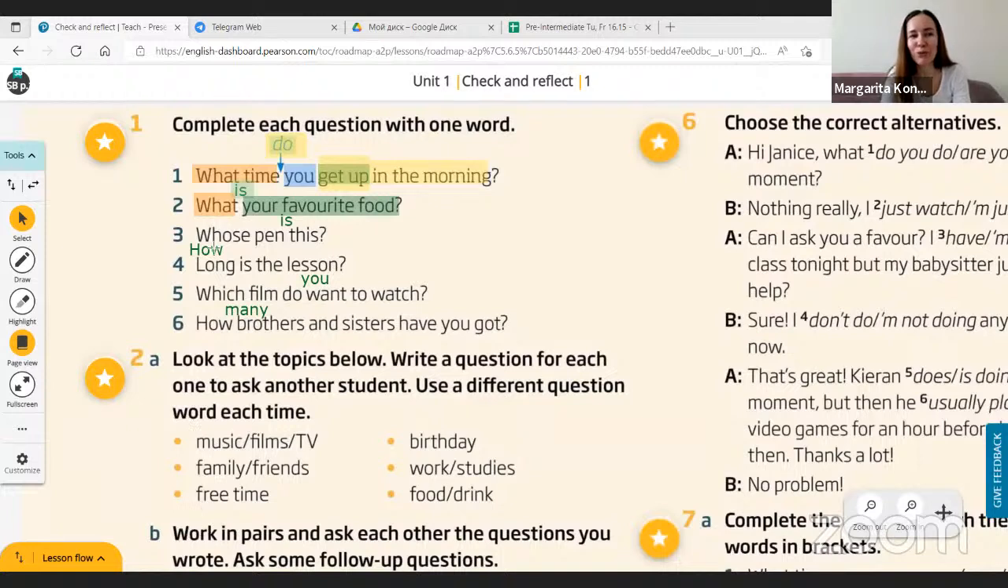Now it is going to be your turn. Look at exercise 2. I've got here different topics: music, films, TV, family, friends, free time, birthday, work, studies, food and drink. What you need to do is write one question for every topic. It doesn't matter what question it is, but one question for every topic.